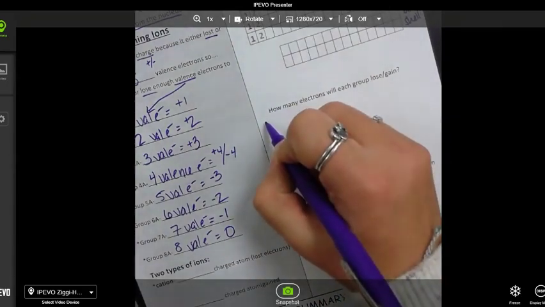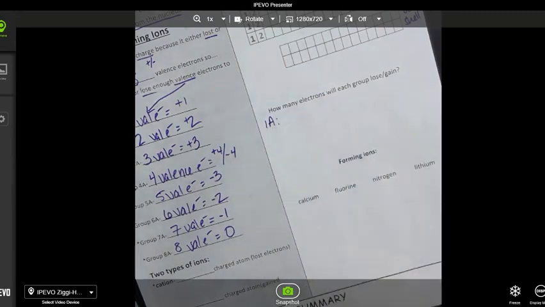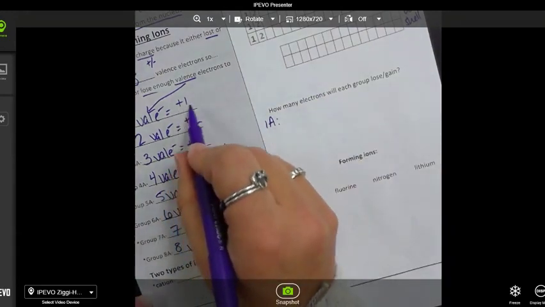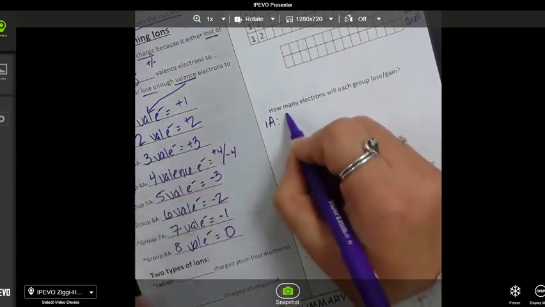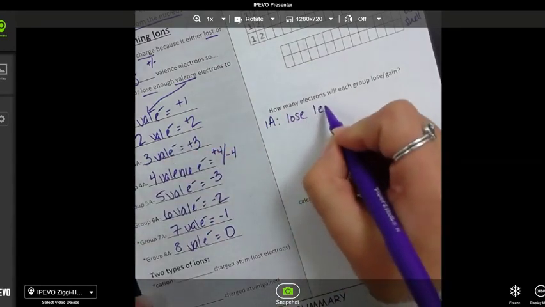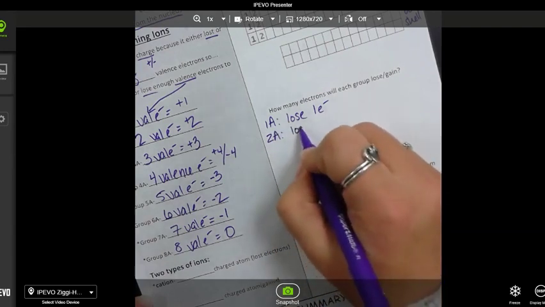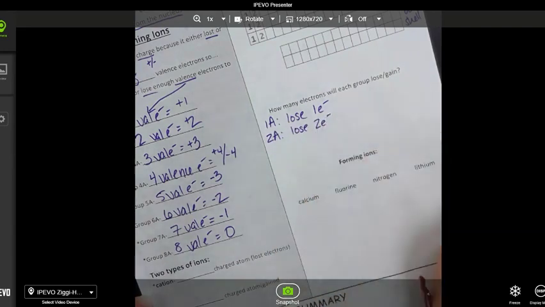Okay, so this question here says, how many electrons will each group lose or gain? We already went over this, but let's go over it again. So 1A, what's 1A going to do? 1A, since it's plus 1, it has 1 more proton, it's going to lose 1 electron. Group 2A, what are they going to do? They're going to lose 2 electrons.